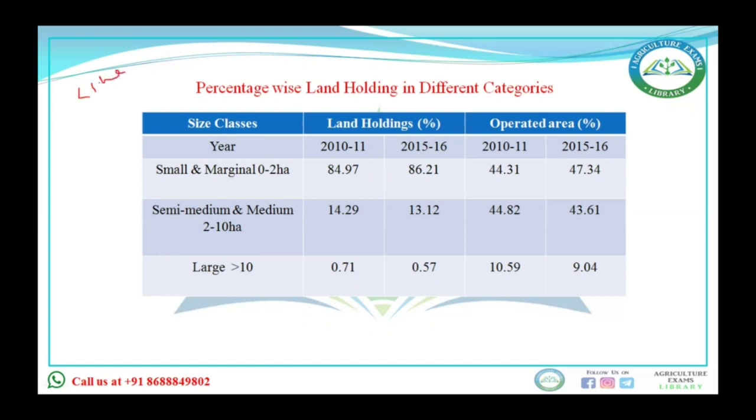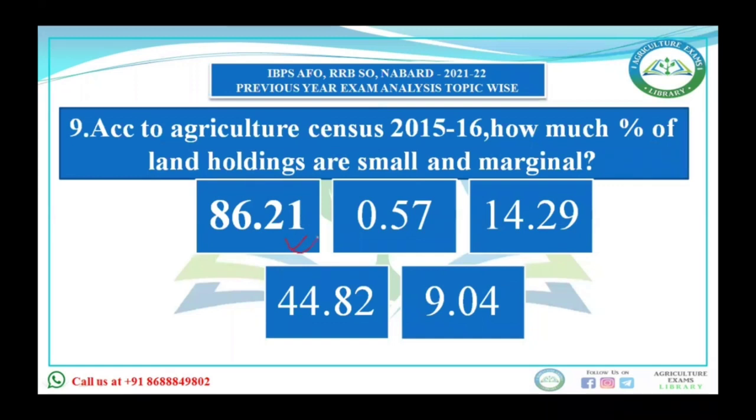When you talk about small farmers, it's 1 to 2 hectare. After that, semi-medium is 2 to 4 hectare, medium is 4 to 10 hectare, and large is greater than 10 hectare. Then small and marginal means 0 to 2 hectare, and 86.2% of farmers have this category of land holdings. Semi-medium and medium, 2 to 10 hectare, is 13.12%, and large, greater than that, is 0.5%. The question was asked regarding the agriculture census 2015-16 and small and marginal farmers, so our answer will be 86.21.